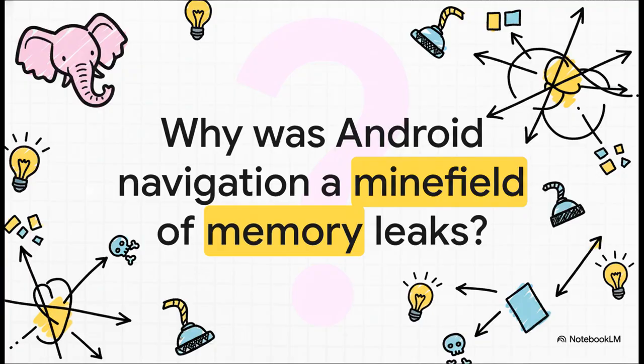Okay, let's just get right to the elephant in the room. For years, I think we can all agree Android navigation felt like you were just walking through a minefield of memory leaks. We've all been there, right? Hunting down some mysterious crash for hours. But what was the fundamental flaw that made this so darn difficult for so long?